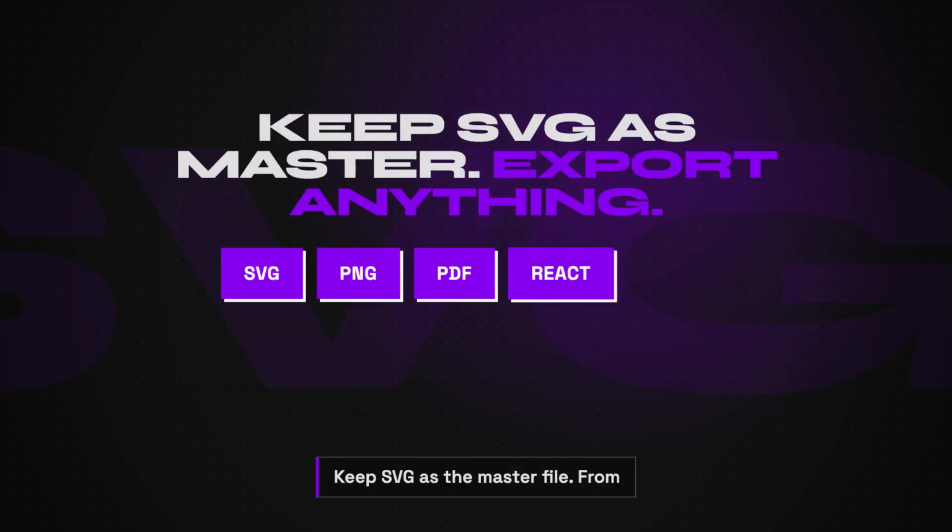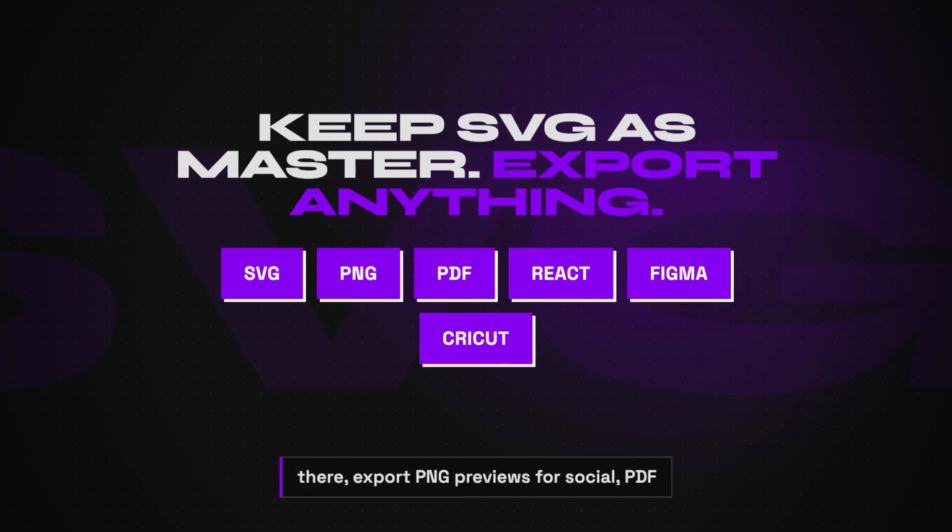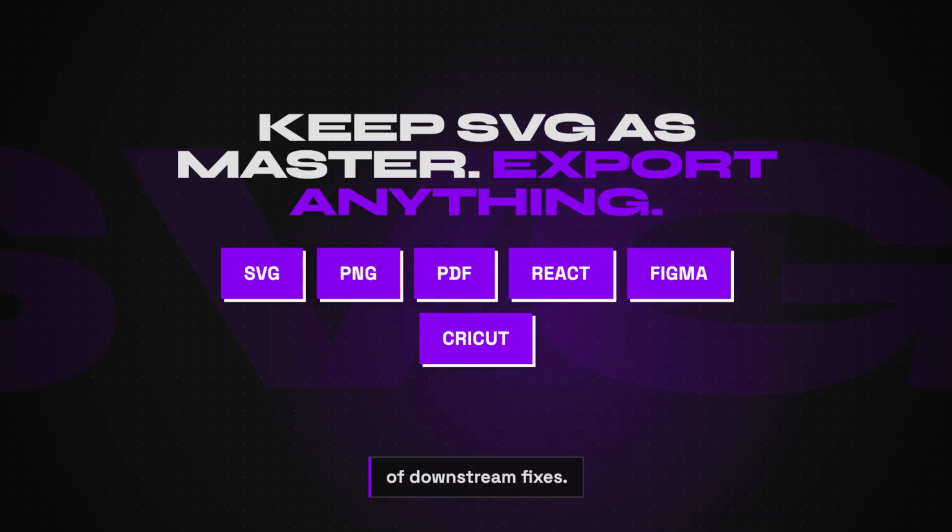Keep SVG as the master file. From there, export PNG previews for social, PDF for print, React for apps, Figma for design polish, or Cricut-friendly files for cutting. One clean vector source prevents a pile of downstream fixes.